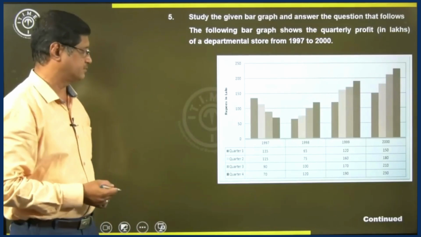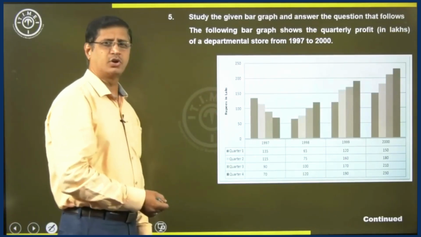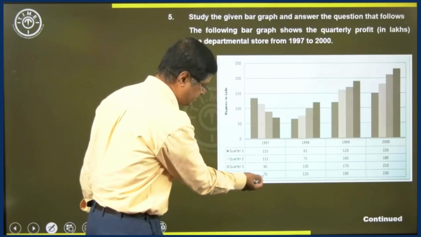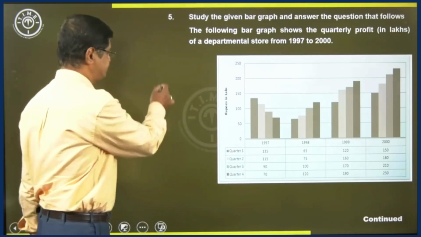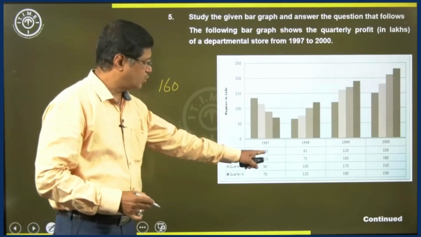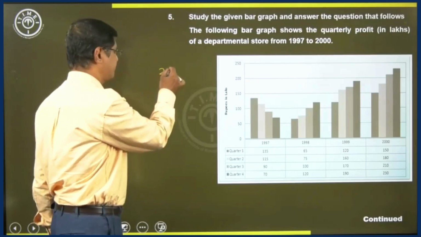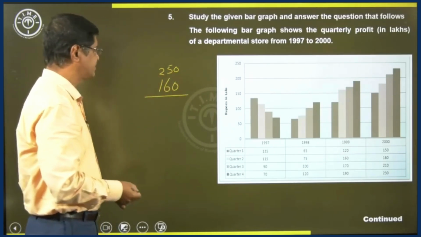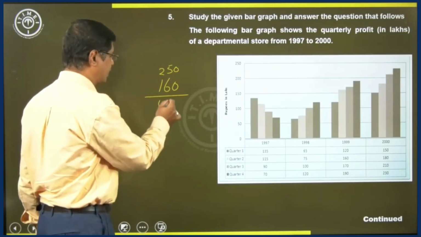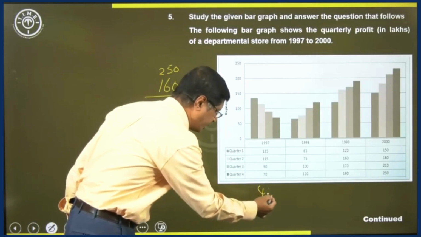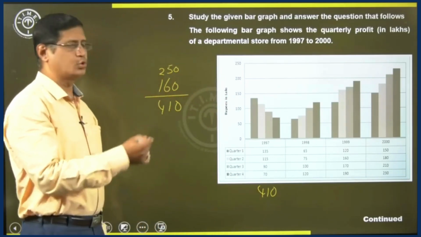Look at the diagram. 97. What is the total annual profit? Just add the values here. 70 and 90, that is 160. Now 100 plus 100, 200, 200 plus 50, that is 250. 250 plus 160, what is the result? 410. So the profit here is 410. What about 2000?